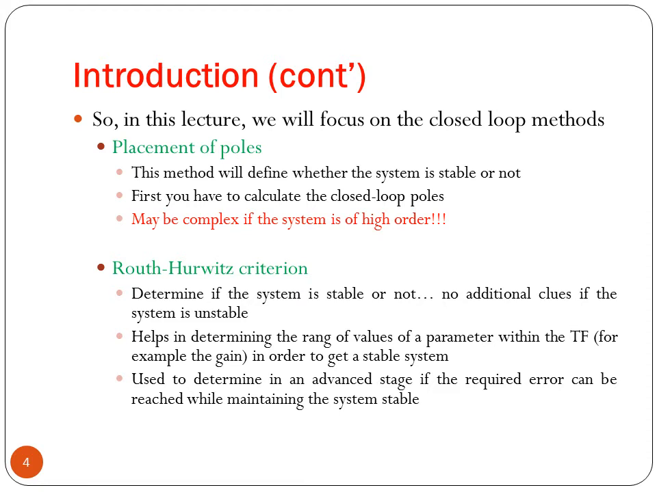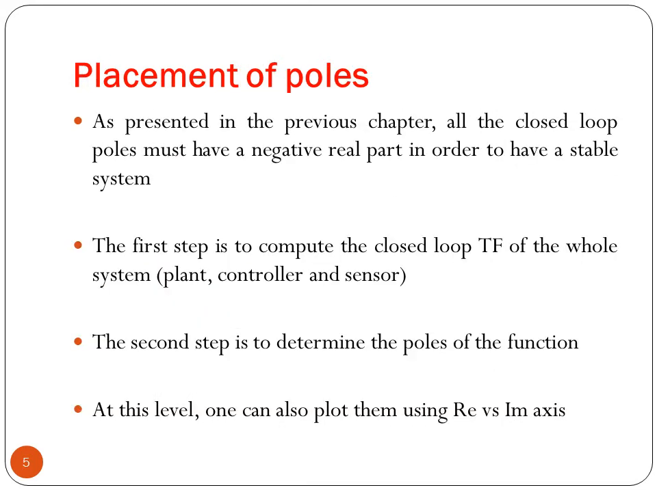But it has one main advantage. If we have a parameter within the system, for example the gain, which is variable, it has a value of k. Using the Routh criterion, we can determine the range of values of this parameter k in order to keep the system stable. So we will start with the first method.